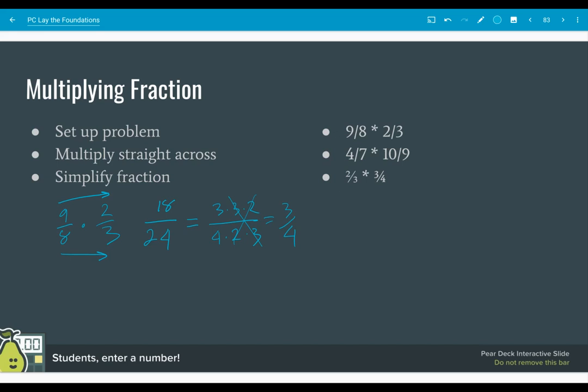Okay, so that's multiplying fractions. Go ahead and give yourself a chance to try the other two and see what you can come up with. Go ahead and pause the video here so you can work on that. When you're ready, press play.